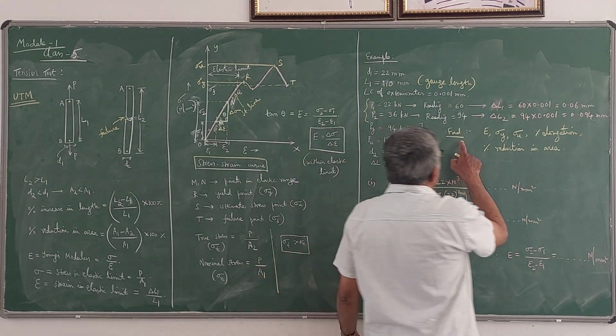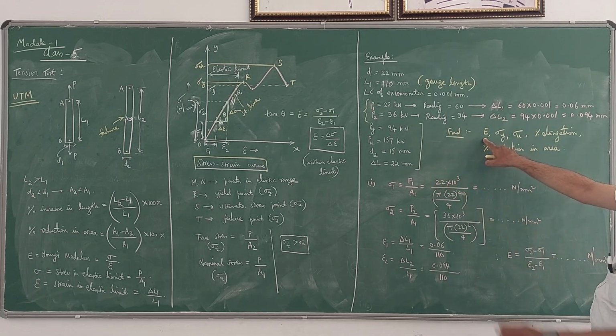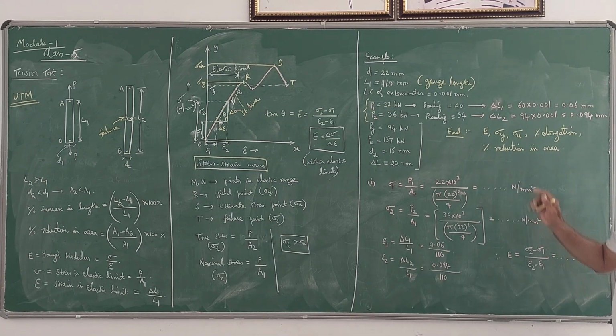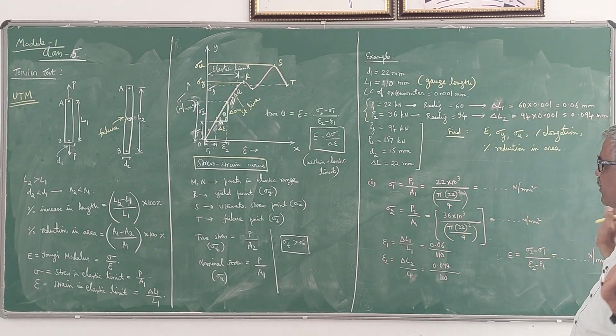What he has asked is to find the Young's modulus of the material of the specimen, the yield stress sigma y, and sigma u, the ultimate stress, that is the maximum stress value at the point S. There is also percentage elongation and percentage reduction in area. So these things he has asked. This is a typical standard type of problem given for 8 to 10 marks in the examination.